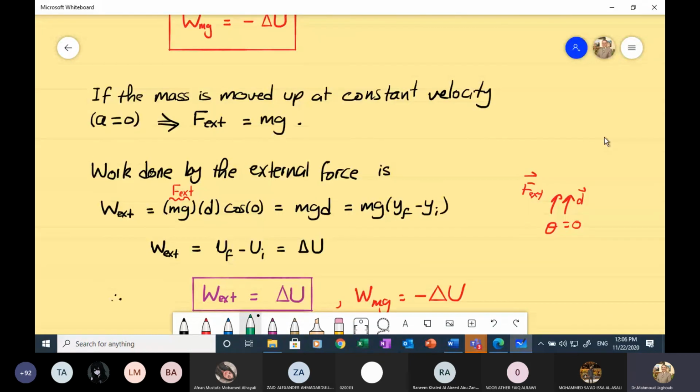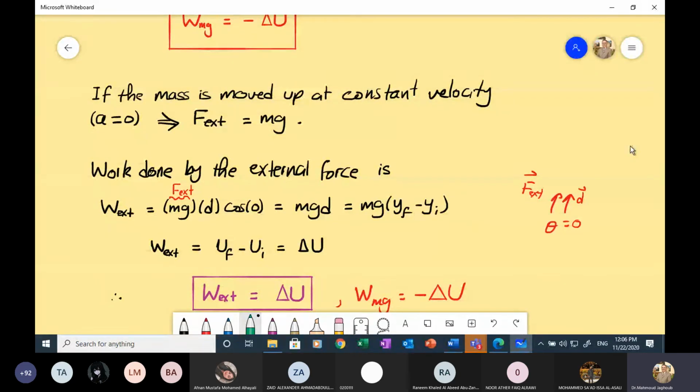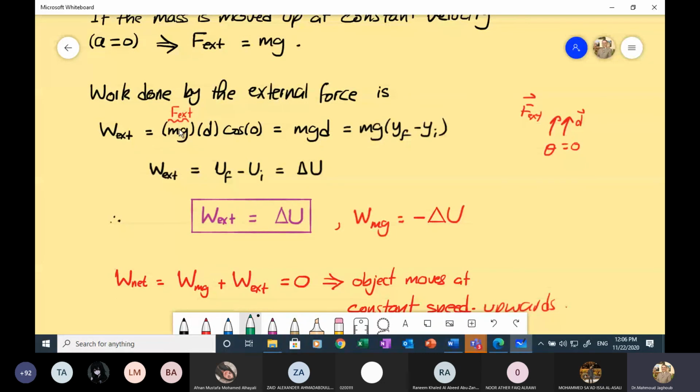So we have F external equals mg, and therefore the work done by the external force is the magnitude of the force F external, which we agreed to be mg, multiplied by the magnitude of the distance, multiplied by cosine 0. Why cosine 0? Because F external is upwards and the displacement is upwards, so the angle between them is 0. So we get mg times d, which equals mg times y final minus y initial. We agreed before that d is y final minus y initial.